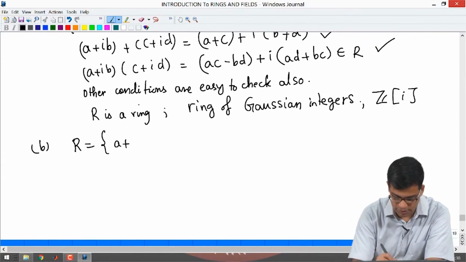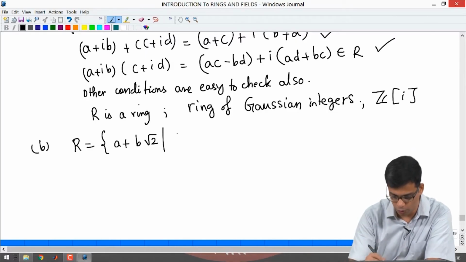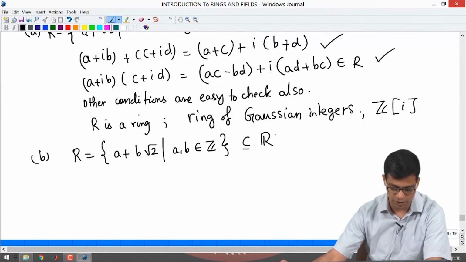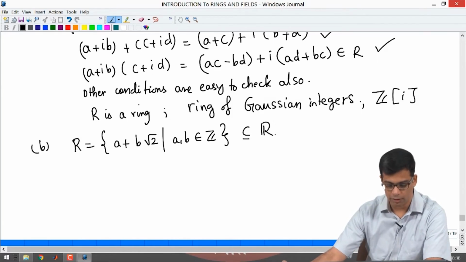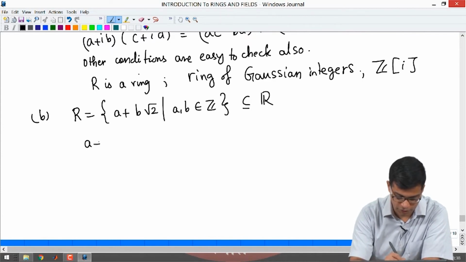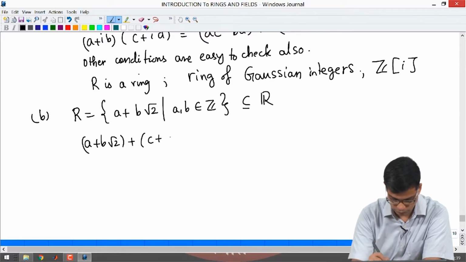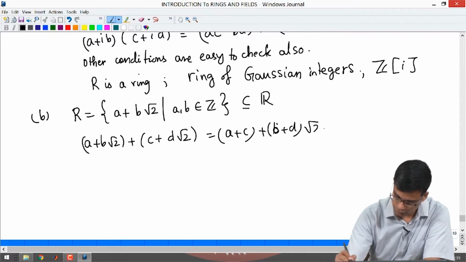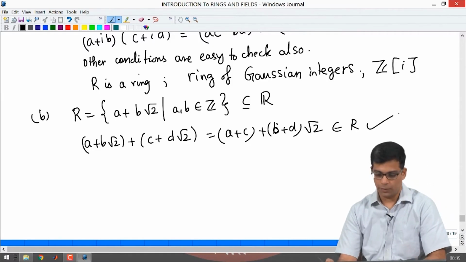Let us take A plus, now instead of i I am going to take root 2, I will keep A, B in Z again. So, this is in fact a subring of R now, right, a subset of R. We still have to determine if it is a ring or not. I am taking real numbers of the form A plus B times root 2, where A and B are integers. So, is this a ring? Again we can check easily that the sum is A plus C plus B plus D root 2, that is no problem, right, that is in R.